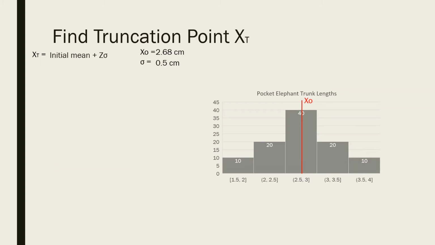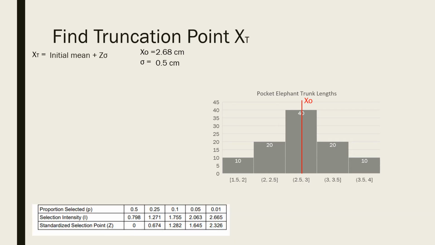Given x naught, we can then find the truncation point x sub t. We're given the equation x sub t equals initial mean plus z times the standard deviation sigma. But what is z? Z is the standardized selection point and is based on the proportion you take from the original population. We can get this value from this table. We took the top 10%, so z equals 1.282. After calculating it, we find the truncation point to equal 3.321.